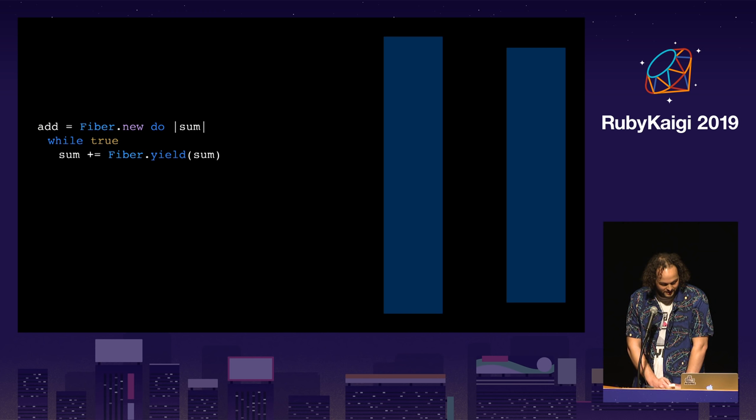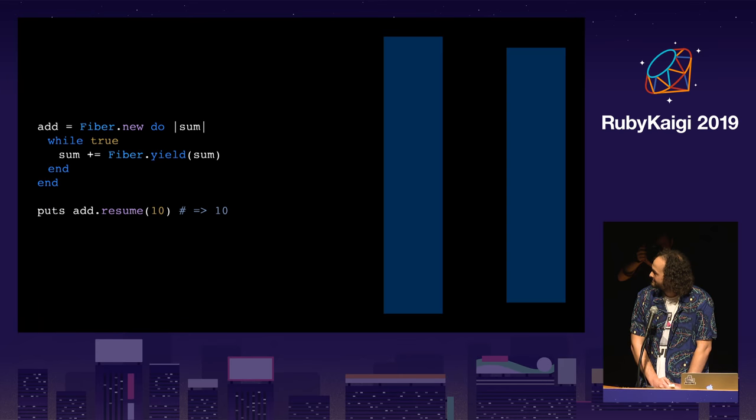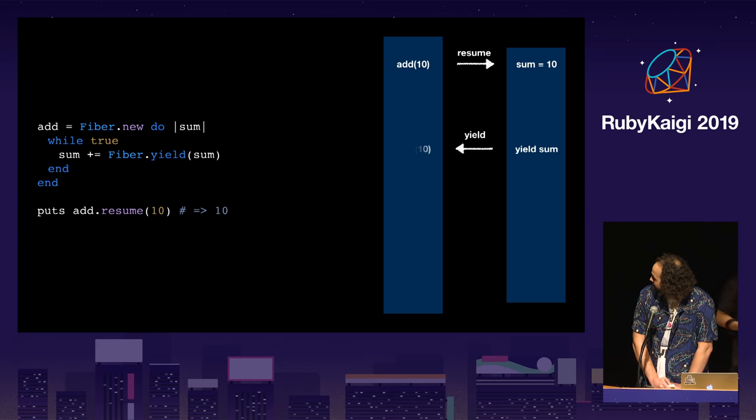The first time we call it, we will get the initial sum value. Then we have a loop. We will yield the current value, and when we are resumed again, we will accumulate the argument we are given. Let's see how this works. When we resume with the value 10, we come into the fiber and sum is equal to 10. We enter the loop, which calls yield 10, and we come back out and we print it out at the bottom.